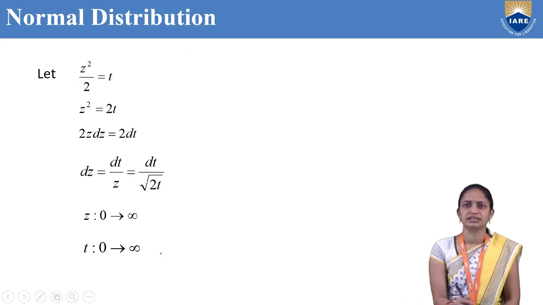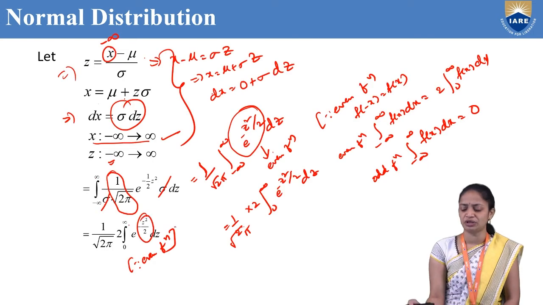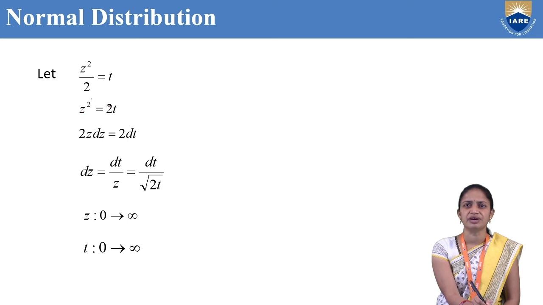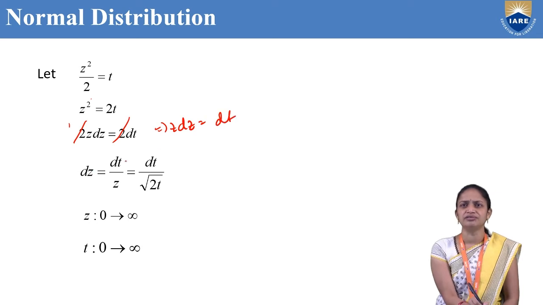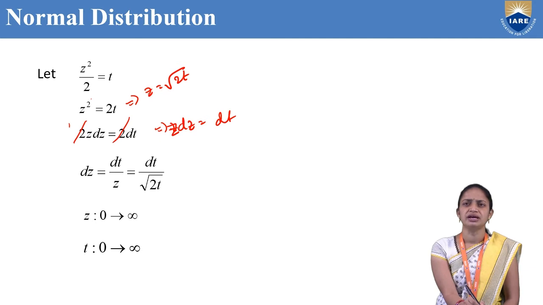Next, let us consider z square by 2 equal to t. From that we can write z square equal to 2t, and 2z dz equal to 2 dt. The 2 gets cancelled, and from this z dz equal to dt, so dz equal to dt by z. Here we have z square equal to 2t, so z equals under root of 2t. So dz equals dt by under root of 2t.